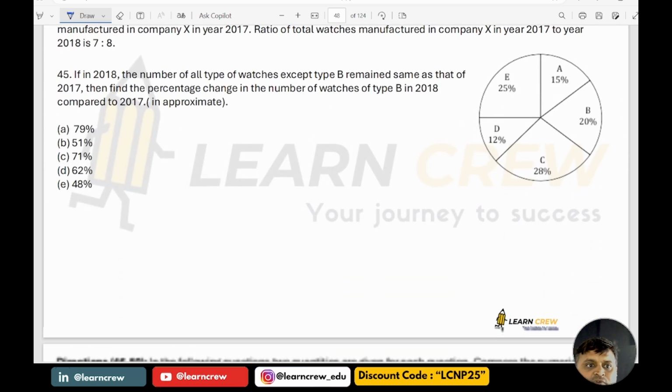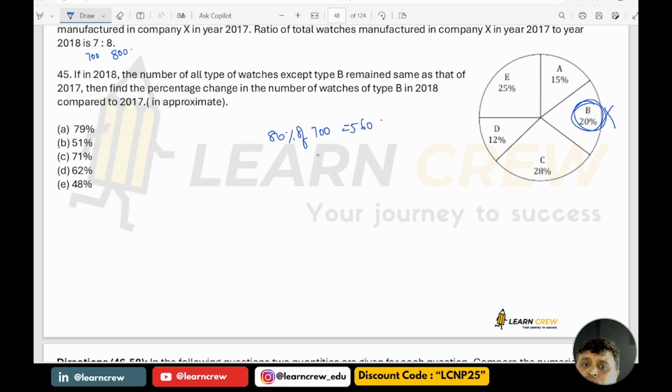The next, 45th question. In 2018, the number of all types of watches except type B remain the same as that in 2017. Then find the percentage change in the number of watches of type B in 2018. So let the total be 700 here, then the total in 2018 would be 800. So the number of watches except B in 2017, that is, A and the remaining all except B, is 80%. 80% of 700 would be 560.